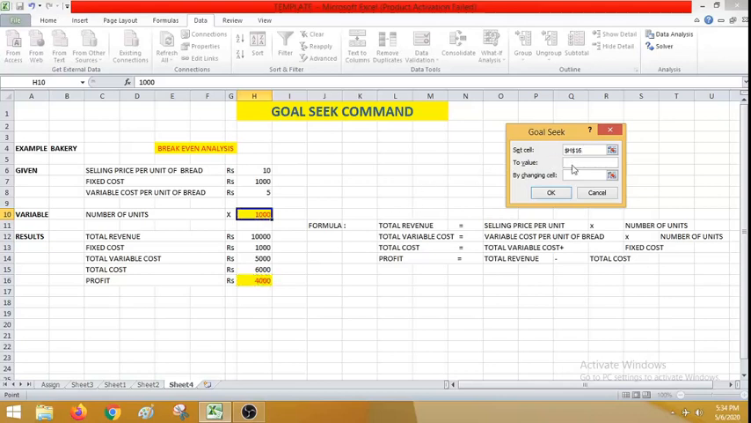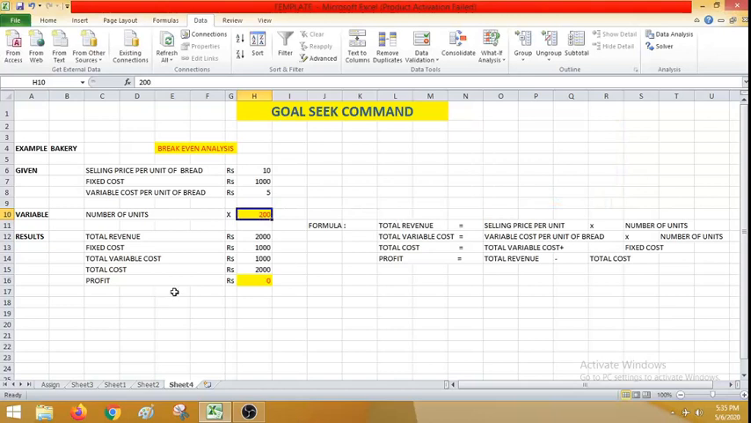What should be the value? 0. The cell H16 should become 0. And which cell has to be changed? The variable cell, this cell. The profit cell H16 should become 0, and the variable cell has to change. Just click OK. You can see the profit has changed to 0. So to achieve break even, at least 200 units of bread have to be made on a day. So this is a practical application of the goal seek command.